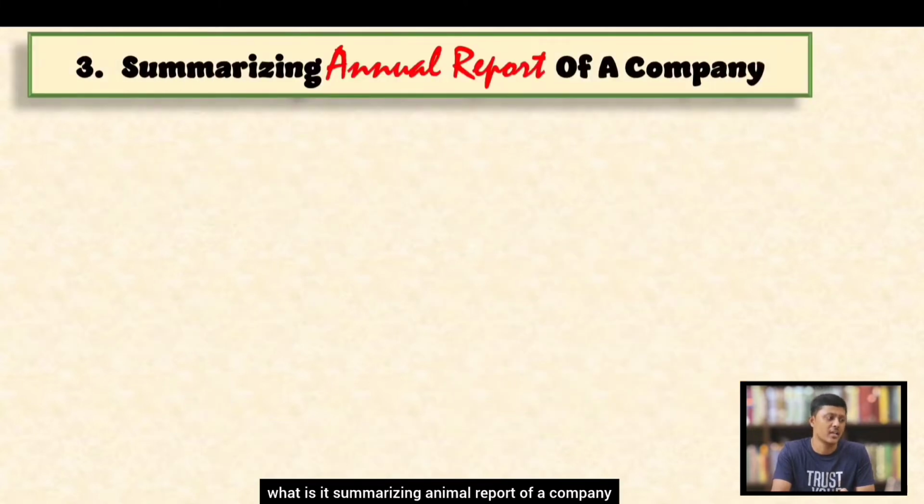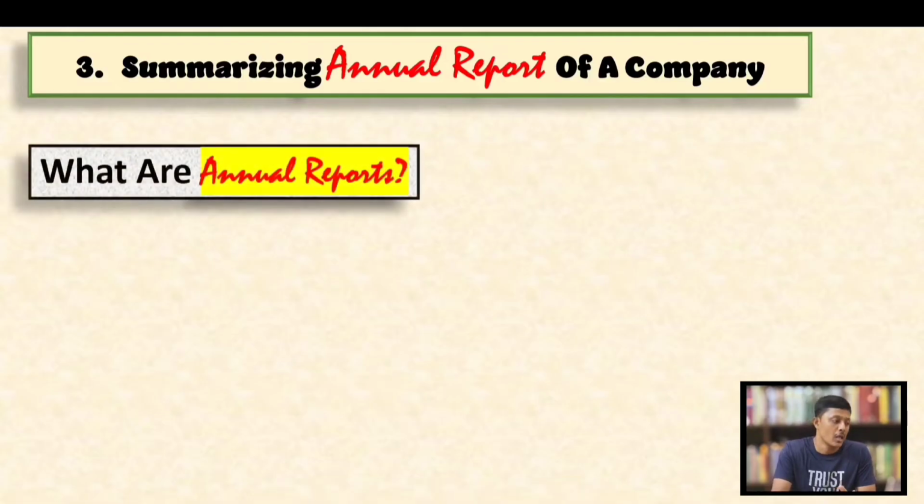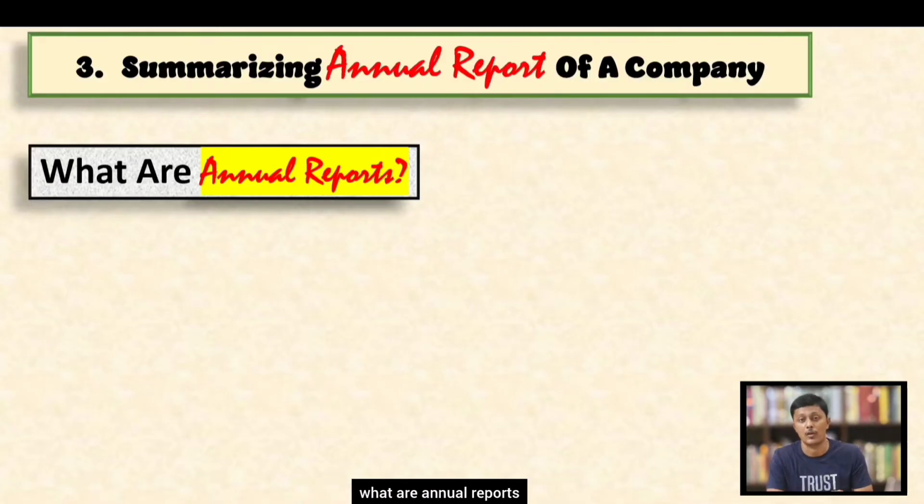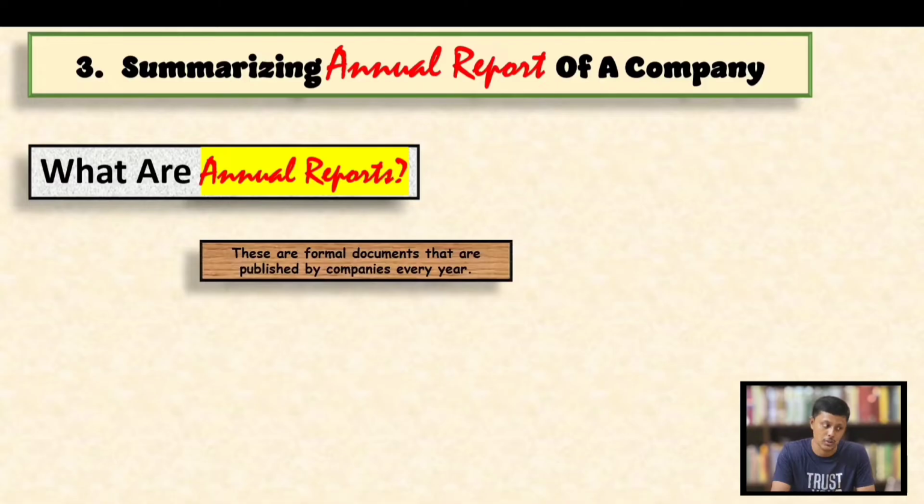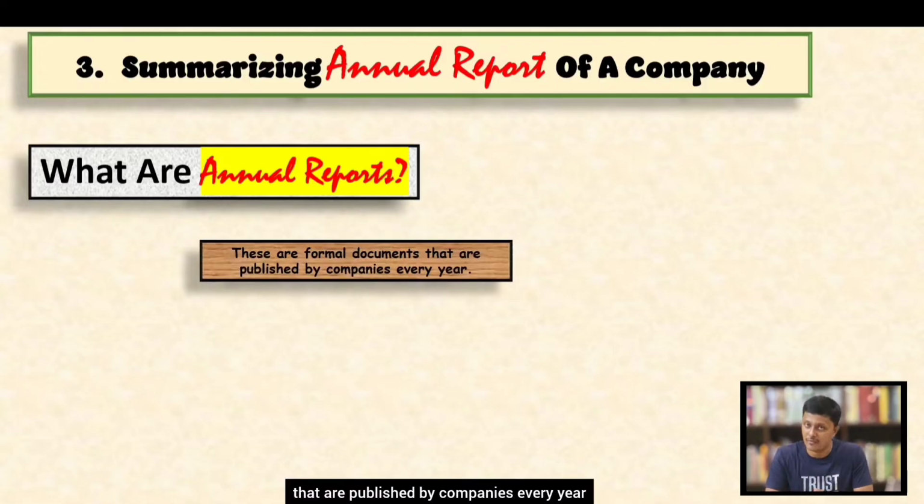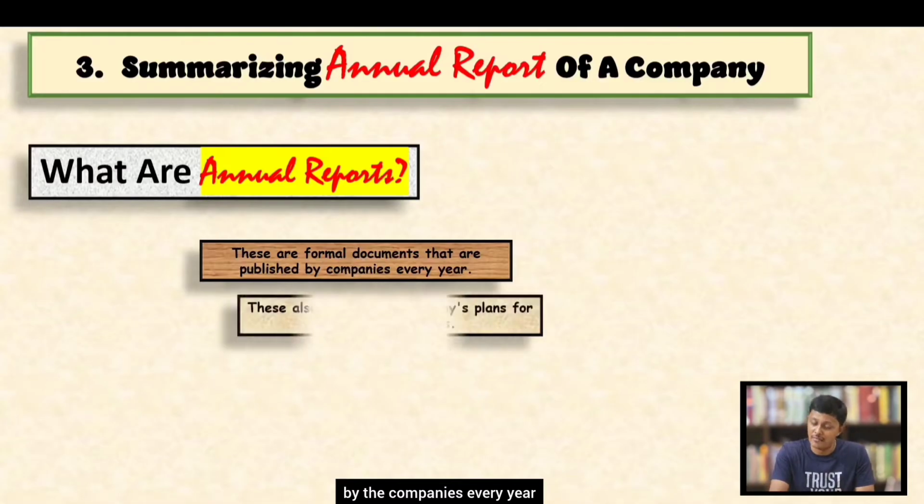Summarizing the annual report of a company. What is it? We need to understand the basic concepts first. What are annual reports? A question may be asked in that way: what are annual reports? Or give a comprehensive idea of annual reports. These are formal documents that are published by companies every year. So annual reports are basically published by the companies every year.